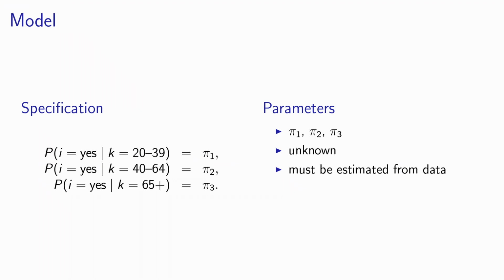So now we need to specify the model to be more explicit. There are three things that we need to calculate. What is the probability that I own an electric car given that I belong to the first category, given that I belong to the second category, and given that I belong to the third category? The specification that we choose here is extremely simple. We simply associate a parameter to each of these values. So pi1 is associated with this first probability, pi2 the second one, and pi3 the third one. And the idea is that these parameters are not known a priori, but must be estimated from the data.